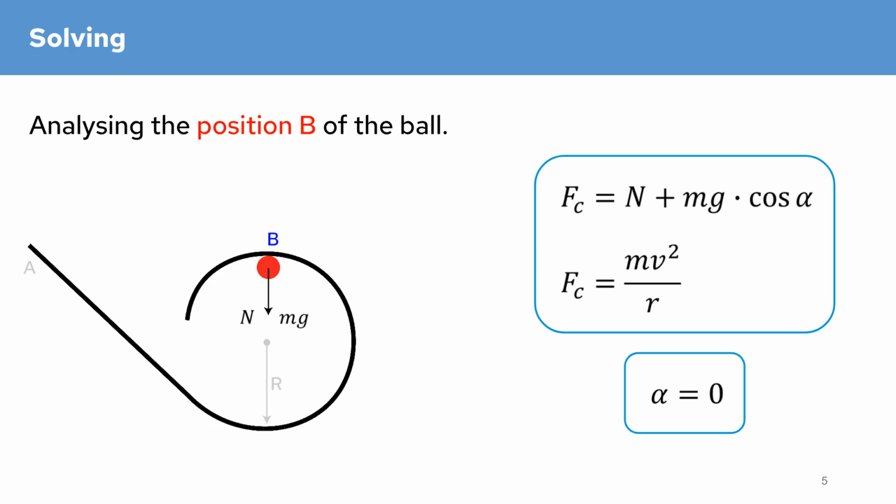Now, the angle between the normal force and the weight is 0. Therefore, we can express our equations like this, because cosine 0 equals 1.